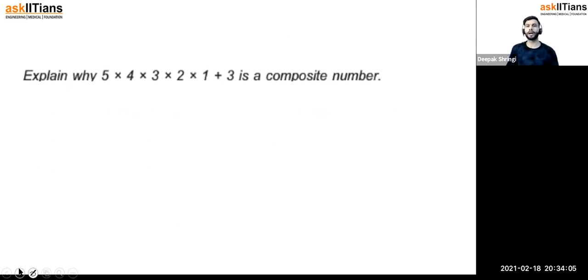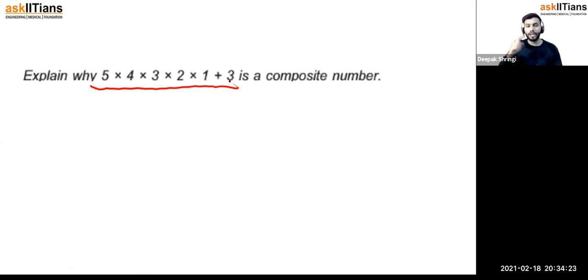Explain why this number is a composite number. Arey, what is a composite number? A composite number is a number which can be written as a product of primes. That's what we have just learned. We need to show, guys, that this number can be written as the product of two prime numbers, right? So there are two methods here.